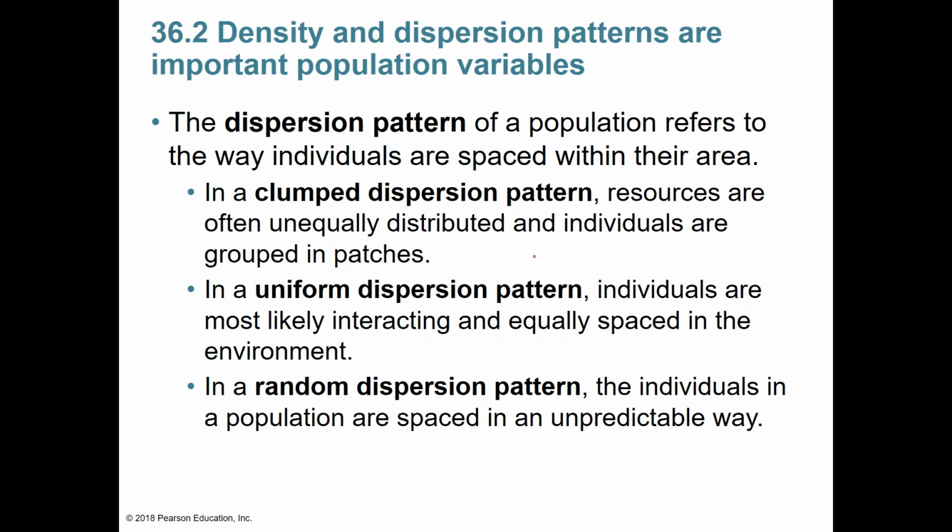They can also be uniformly dispersed, meaning that there's essentially the same number of individuals no matter where you look. This is because the environment is typically uniform throughout. And in a random dispersion pattern, individuals are spaced in an unpredictable way. This typically happens because the individuals are dispersed by some influencing factor.